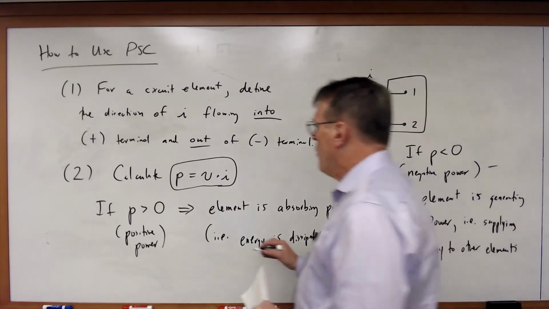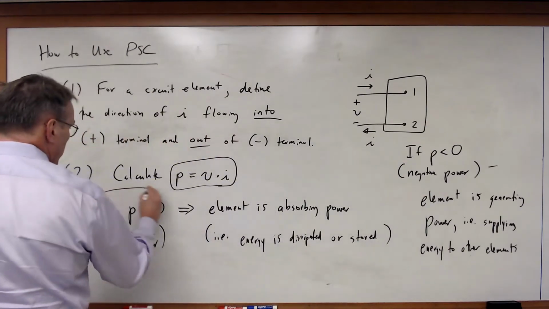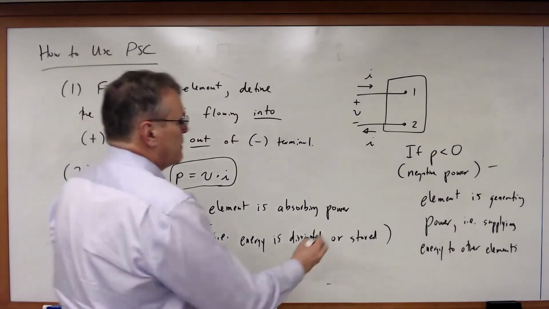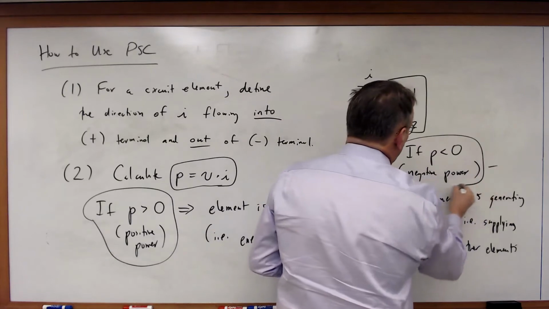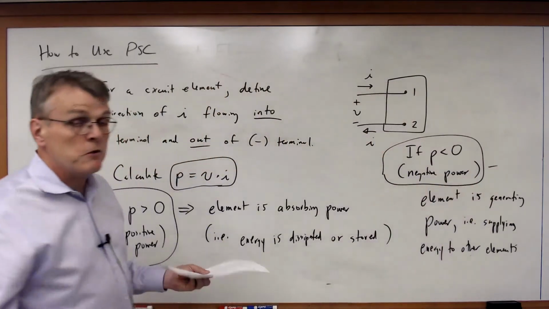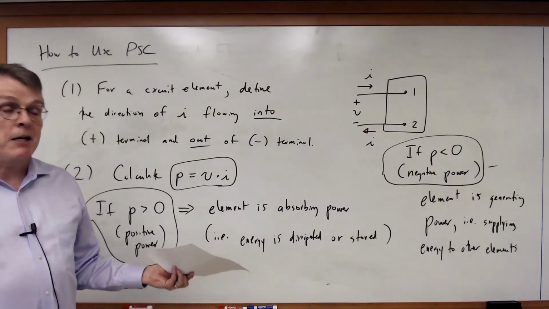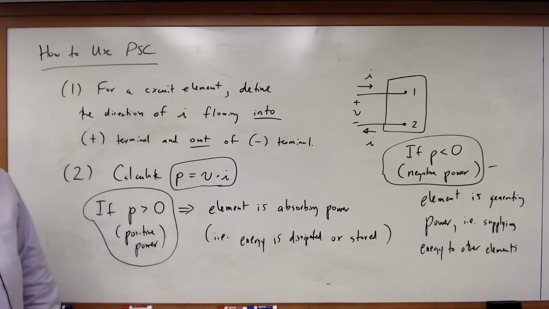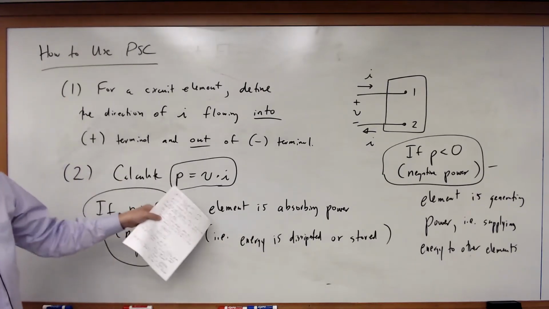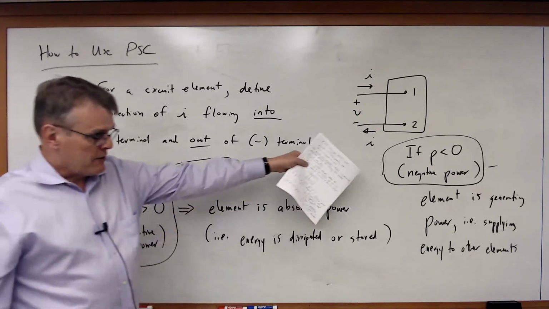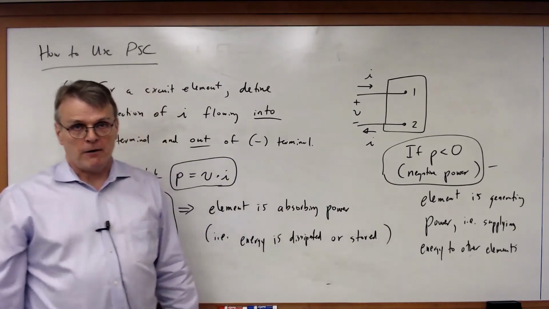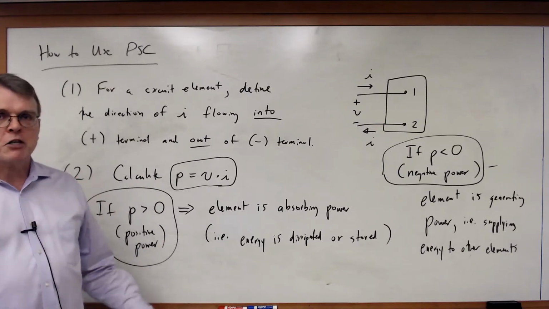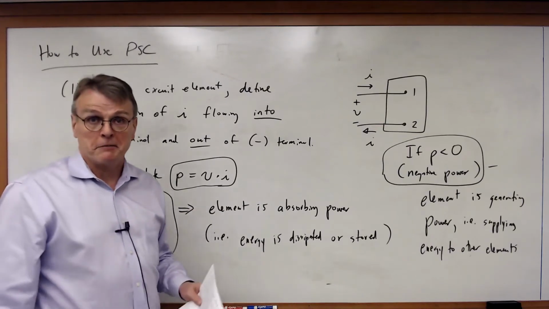So this is what we're going to use this semester. Passive sign convention, positive or negative. Now, of course, there's a third choice too. Power could be equal to 0, in which case the element isn't absorbing or generating power. But if it's positive, the PSC says it's absorbing power. If it's negative, then it is generating power. And that is the universal convention we've all agreed upon in electrical engineering.